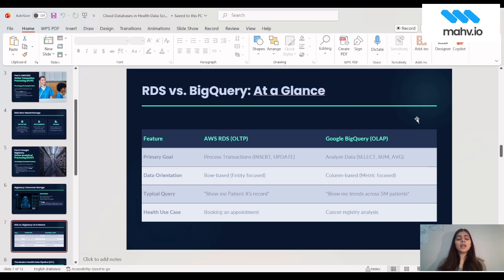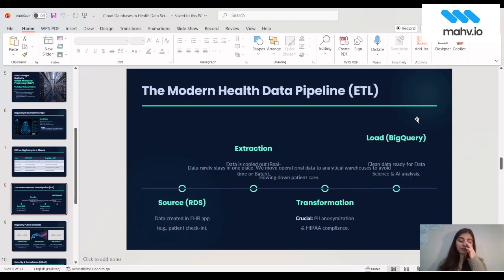Then the typical queries: in AWS and OLTP, you're saying, show me the XYZ patient record or something like that. But in Google BigQuery, in the OLAP kind of system, you're asking for the trends across 5 million patients, 100 million patients, or any number of patients. Then you have the health use case. In OLTP, you'll be talking about booking an appointment, and in the OLAP kind of system, you'll be seeing the cancer registry analysis.